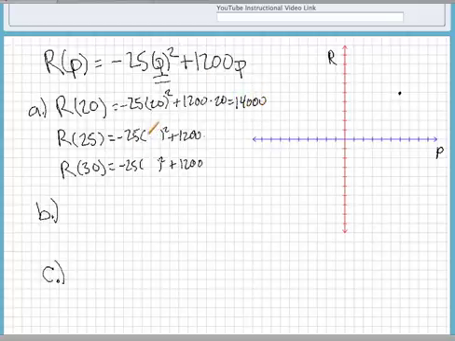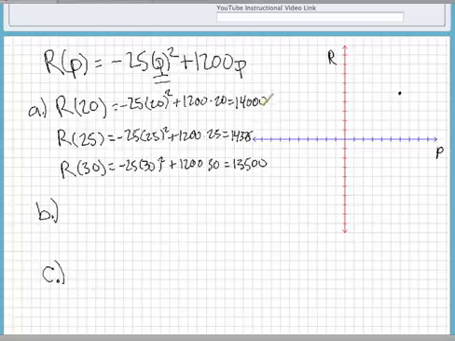And then we go to 25 times 25, and this is going to be 14,375. And then 30, so this is basically just plugging your prices into the revenue function. And that is 13,500. As you can see, it goes up to the second one and then back down.